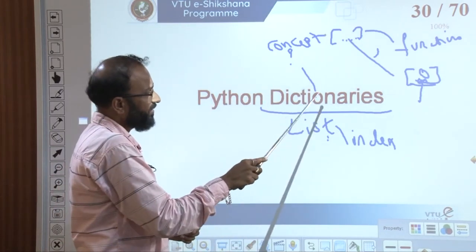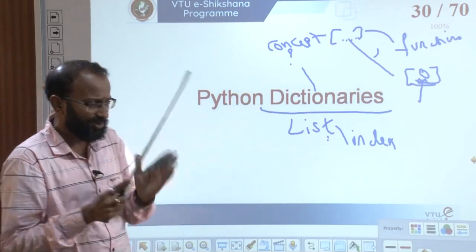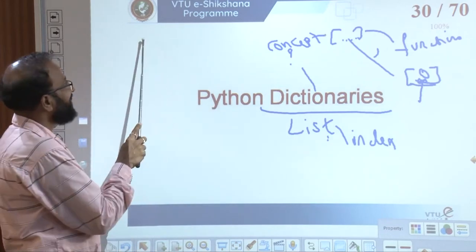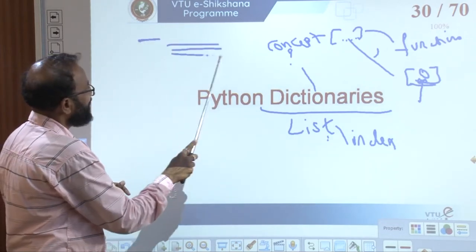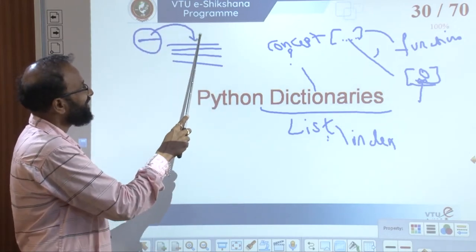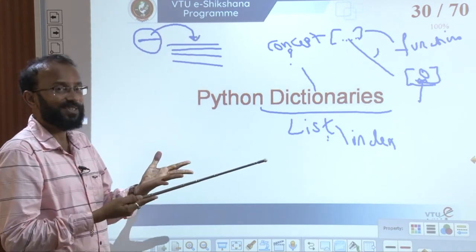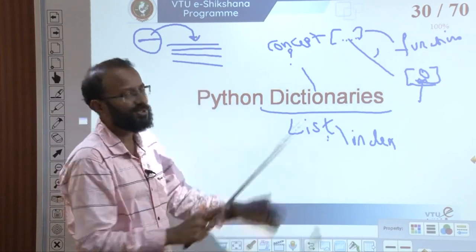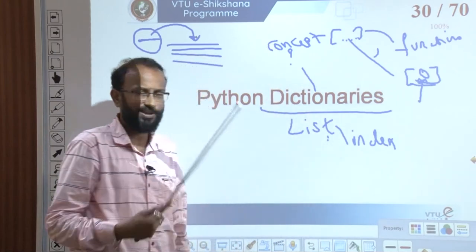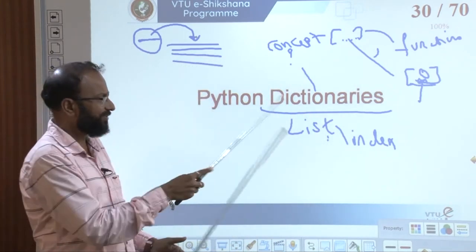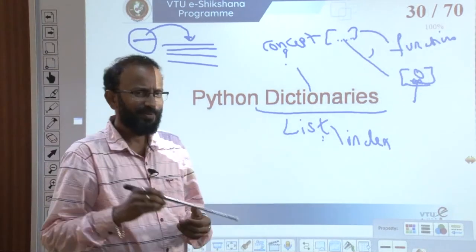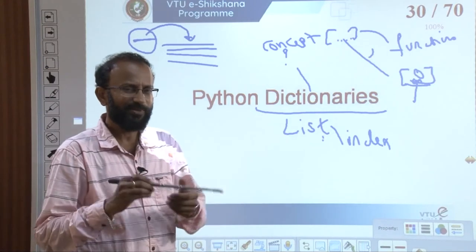What comes to our mind when we hear the word dictionary? Something like this, a word, and the exact meaning of this word is nothing but the concept of a dictionary. The similar concept is also applicable in Python programming. So we'll discuss more about dictionaries, how they are created, how we access them, how they are different from a list, and why this concept has come into Python programming also.